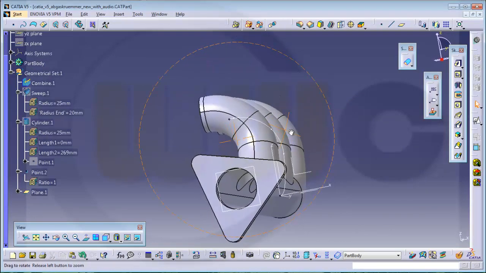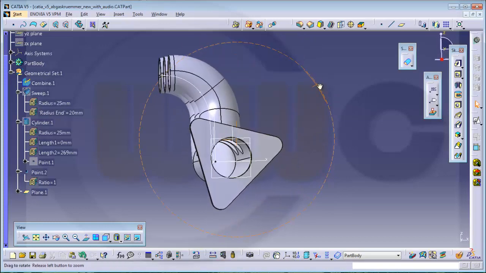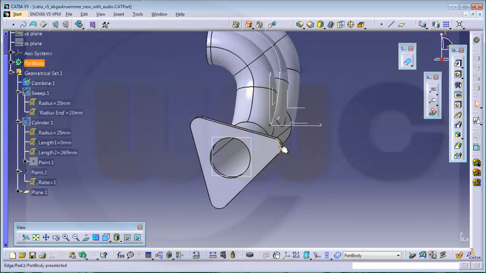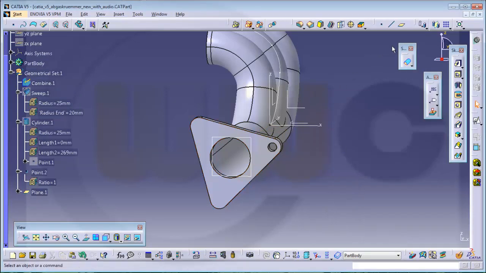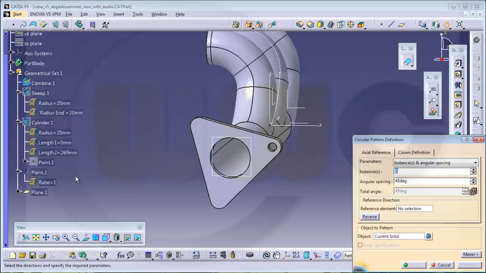Then some more holes. I want to have a hole here. Select first the edge, then the hole tool, then the face, and this should be diameter 10, depth 10. It's already positioned because of the selection sequence.